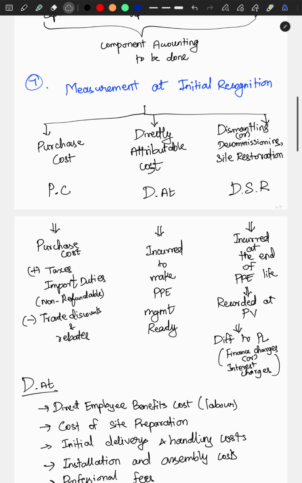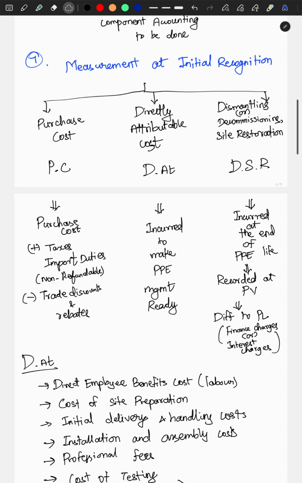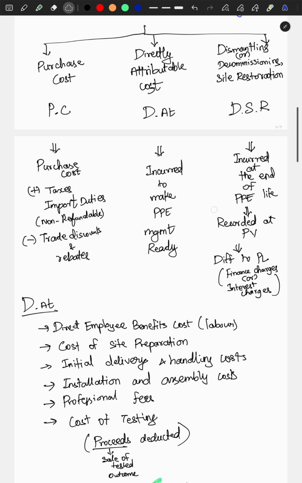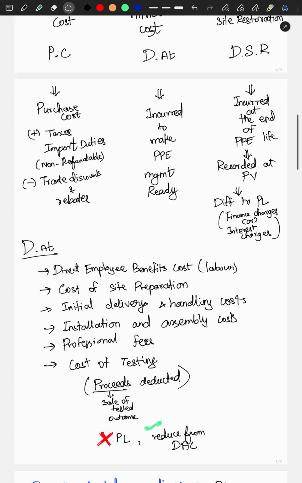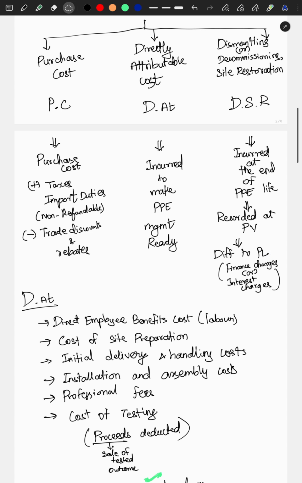Purchase cost includes taxes and import duties which are non-refundable, and trade discounts and rebates are reduced. The directly attributable cost is incurred to make the PPE management ready. Dismantling, decommissioning or site restoration cost is incurred at the end of the PPE life, which will be recorded at present value terms. And whatever difference comes between the cost as of today and the present value should be recognized as finance charges transferred to P&L.